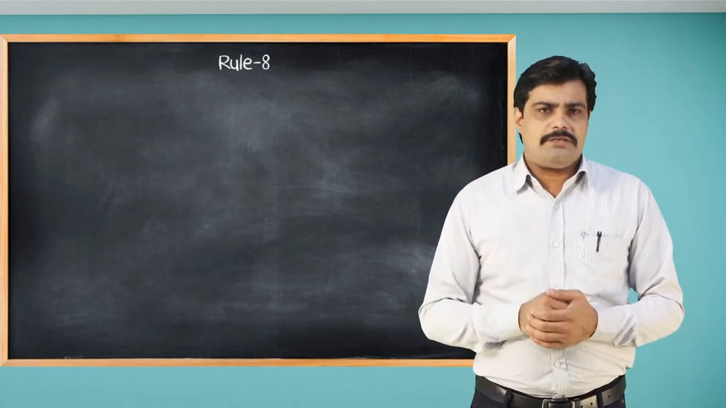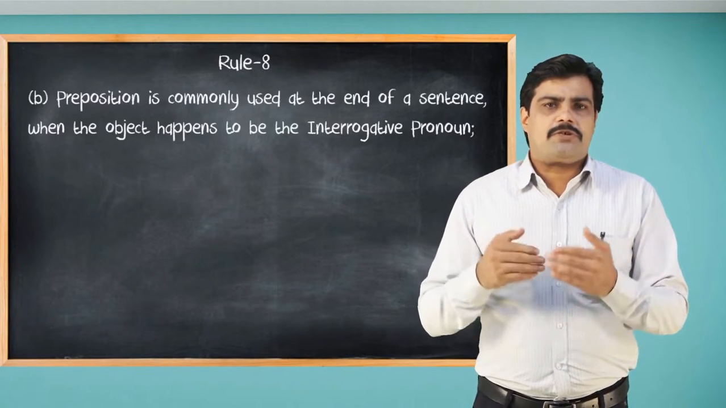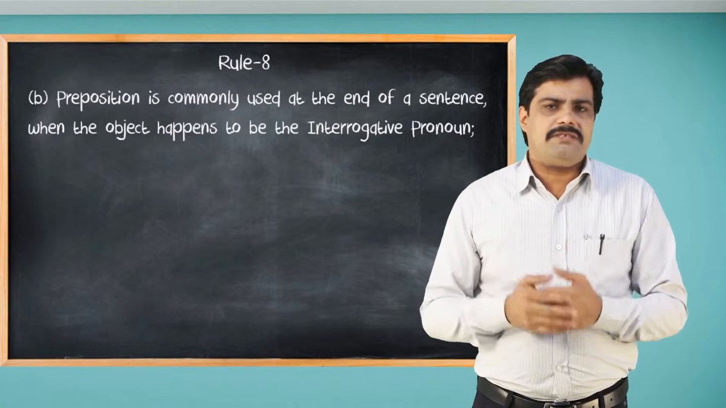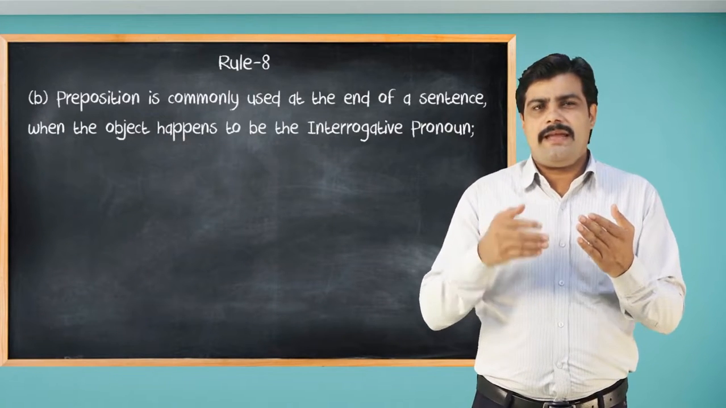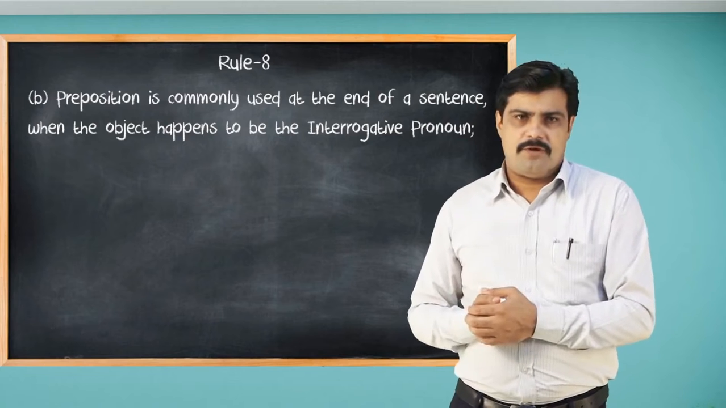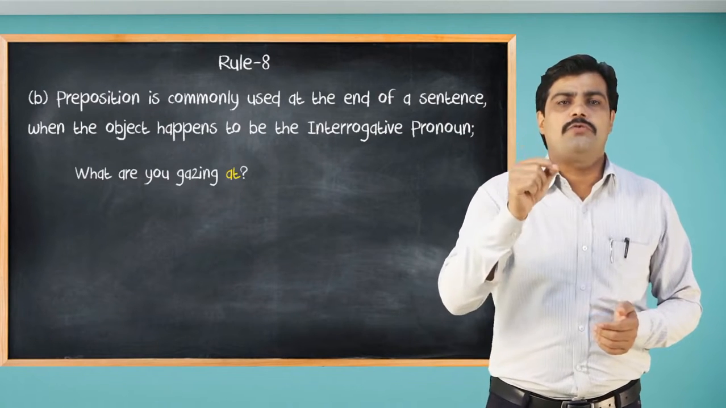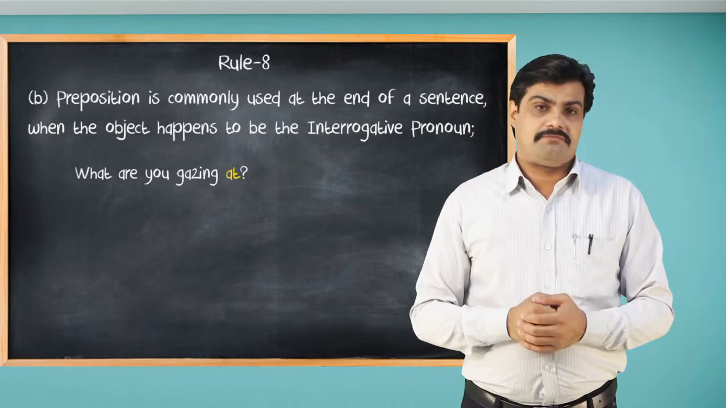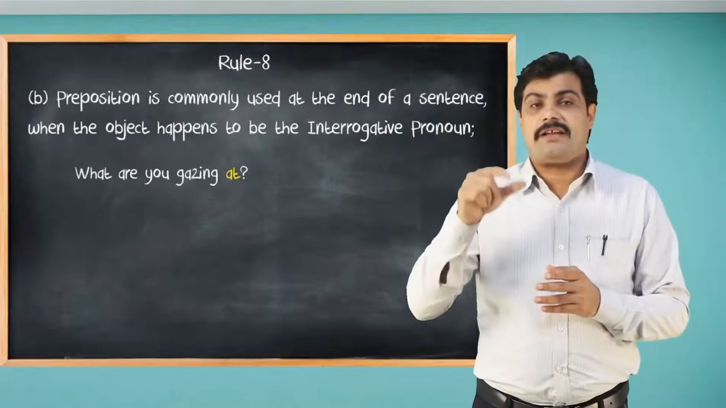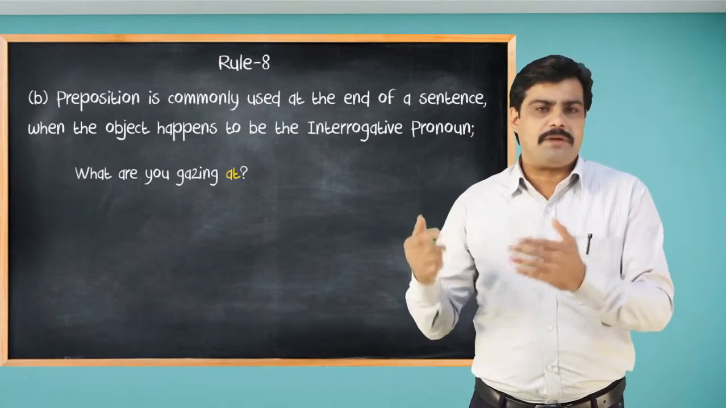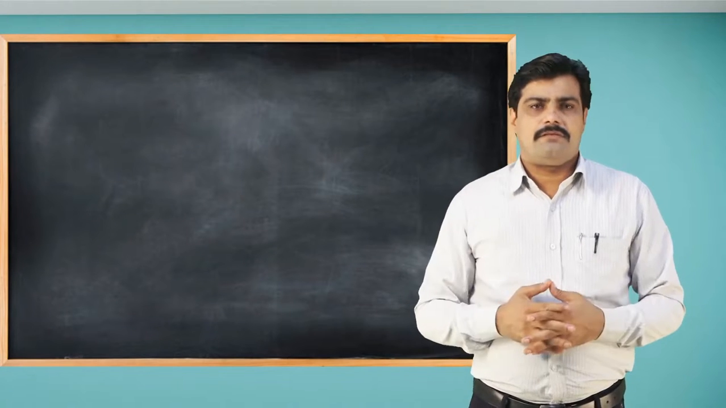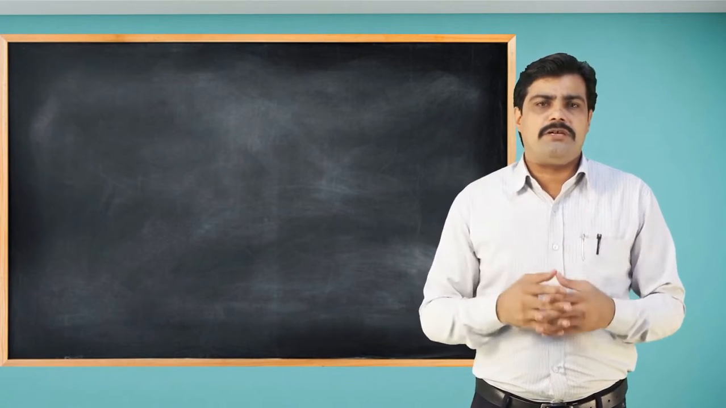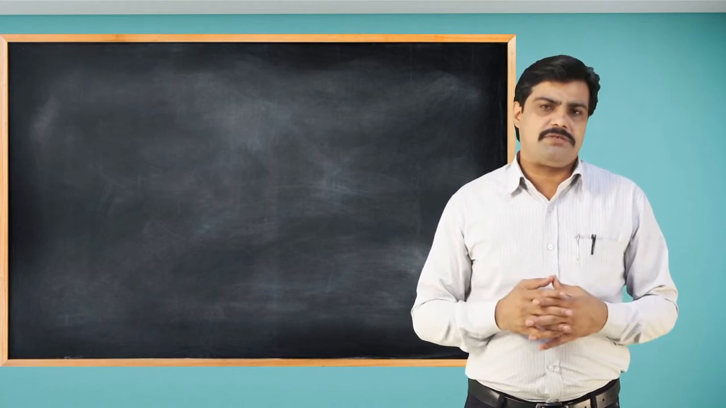Another rule is that a preposition is commonly used at the end of the sentence when the object happens to be an interrogative pronoun. For example, what are you gazing at? Now just after gazing, we have used the preposition at in the last. So it is right.